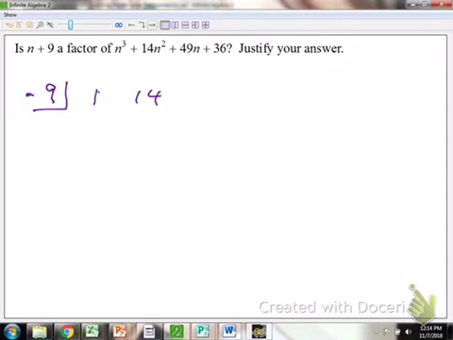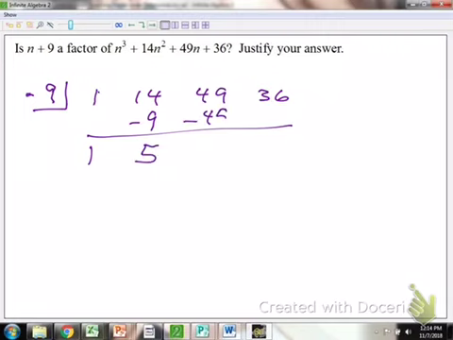-9, 1n cubed, 14n squared, 49n, 36. Skip a line, draw a line, bring down the 1, multiply and add. So that's -45. This is 4. That's -36. And that gives us a 0. And that does indeed prove that -9 is a factor.